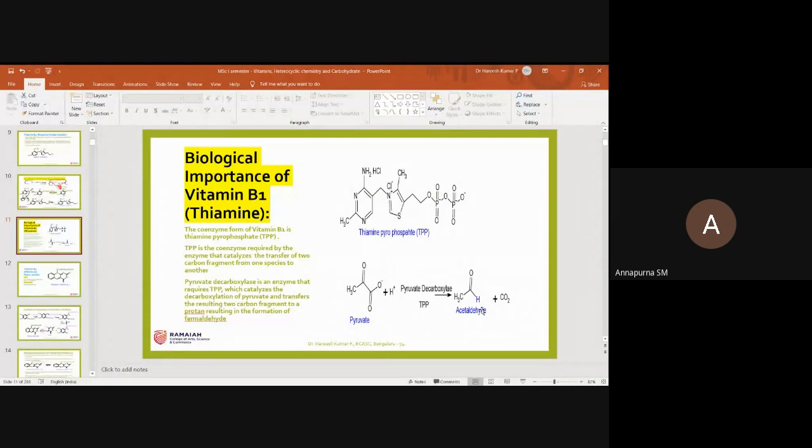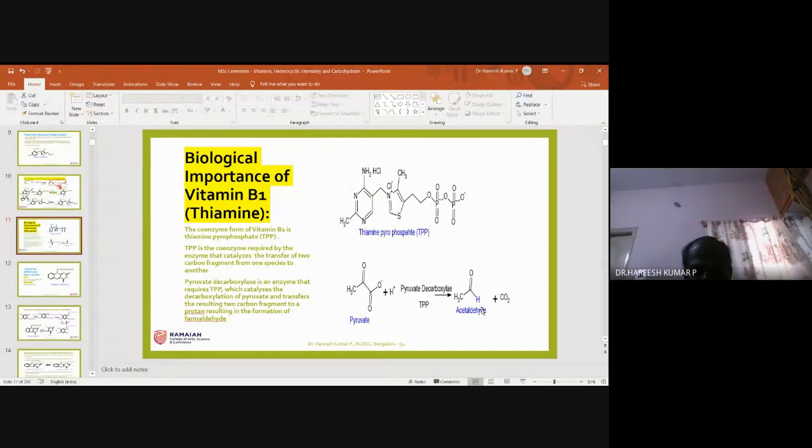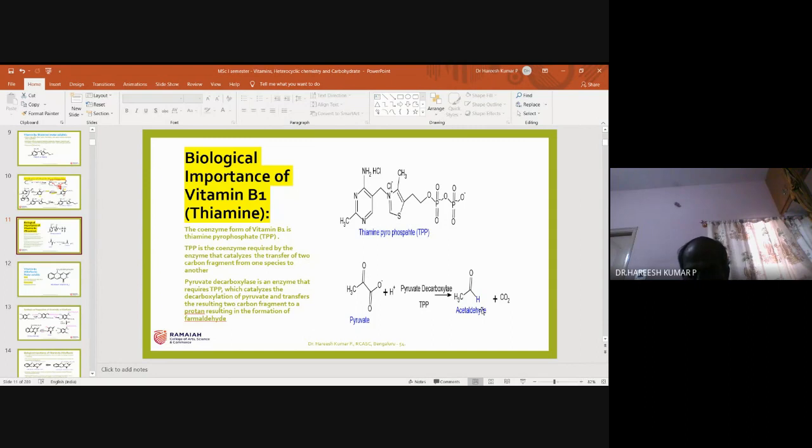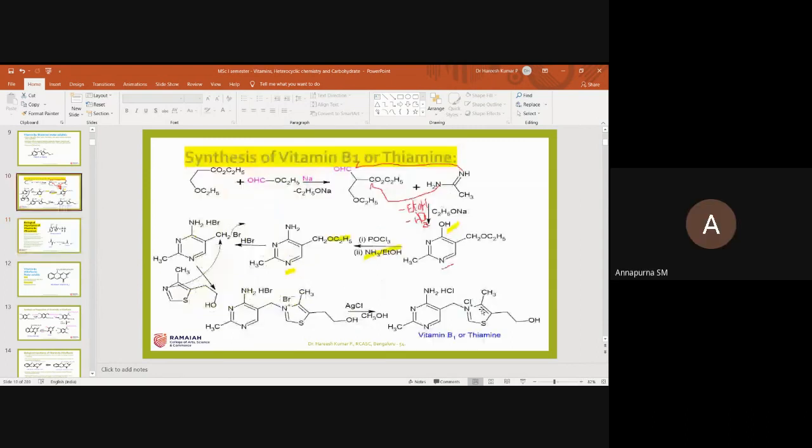Sir, in the previous slide, please explain the bromination. Which one? The synthesis or the importance? The synthesis. The bromination part, sir.